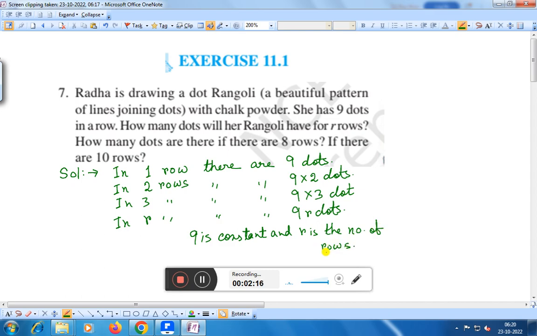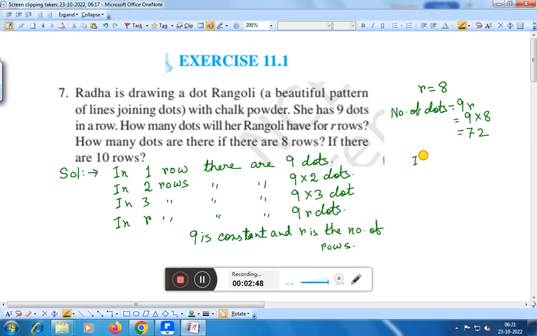The second part is, how many dots are there if there are 8 rows? Suppose R is the number of rows. Suppose R is equal to 8. The formula is number of dots is equal to 9R. Therefore, if R is equal to 8, if there are 8 rows, the number of dots will be 9 into 8, that is 72 dots. Right.